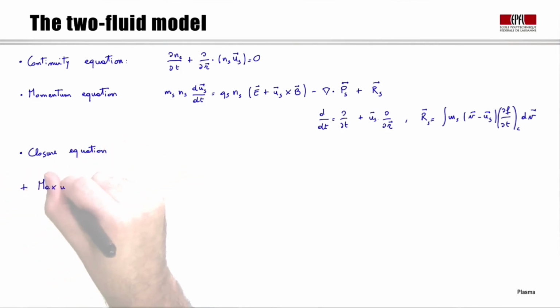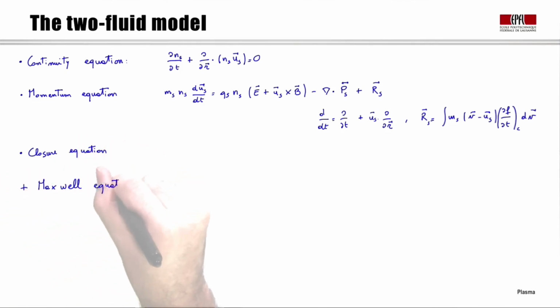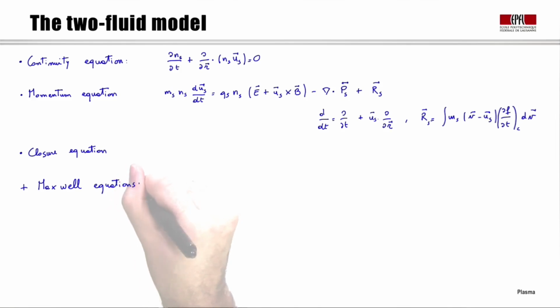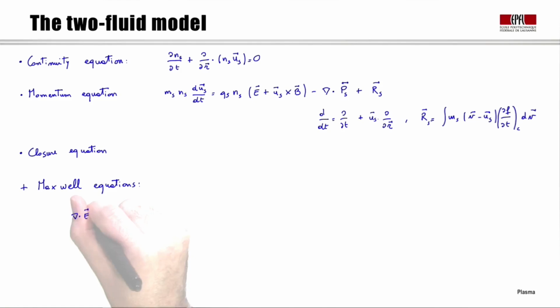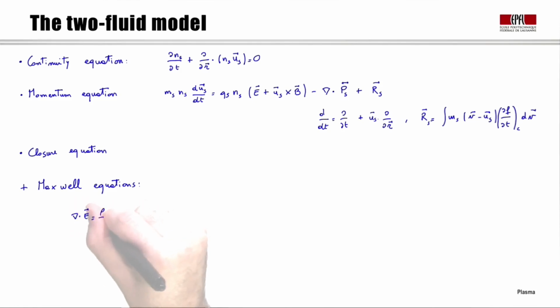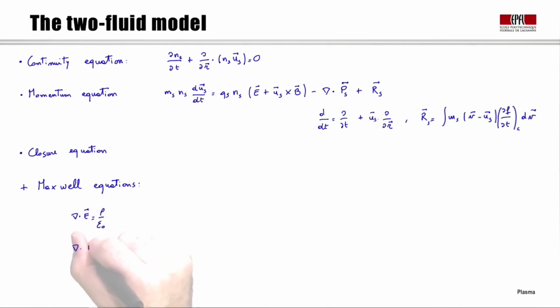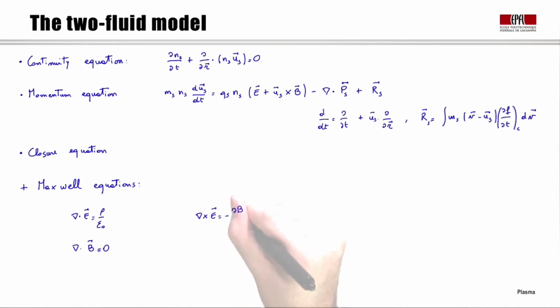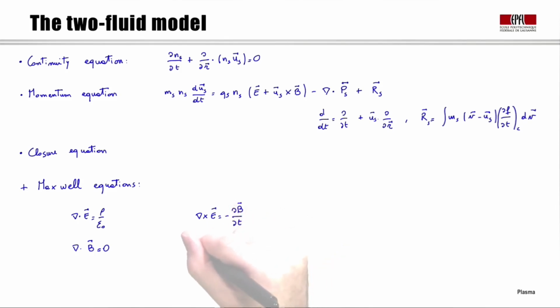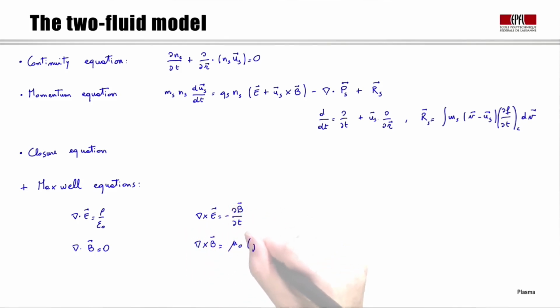And the system has to be coupled to Maxwell equations that state that divergence of E is equal to rho over epsilon 0. Divergence of B is equal to 0. The curl of E is minus dB over dt. And curl of B is given by the current and time derivative of the electric field.